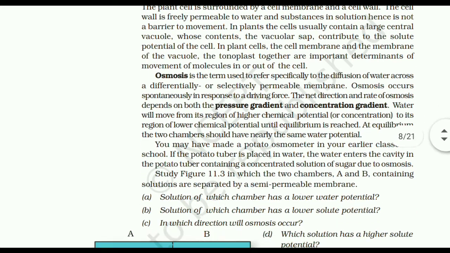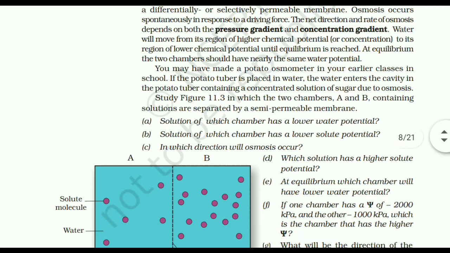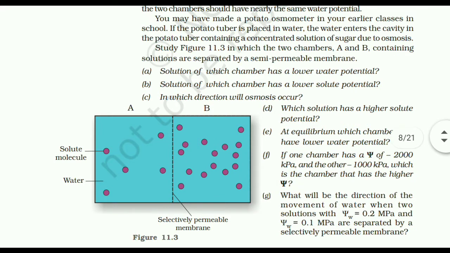You may have made a potato osmometer in your earlier classes in school. If the potato tuber is placed in water, water enters the cavity of the potato tuber containing a concentrated solution of sugar due to osmosis. Study figure 11.3 in which the two chambers A and B containing solutions are separated by a semi-permeable membrane. Number A.